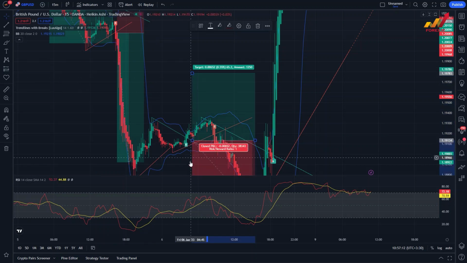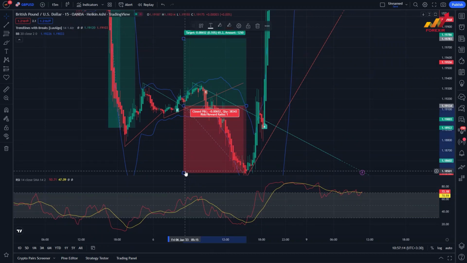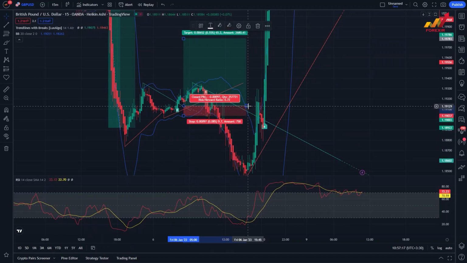Here the price is in the overbought zone. It is better to ignore this signal. But I will show you here that this signal can be used, but it has a high risk.